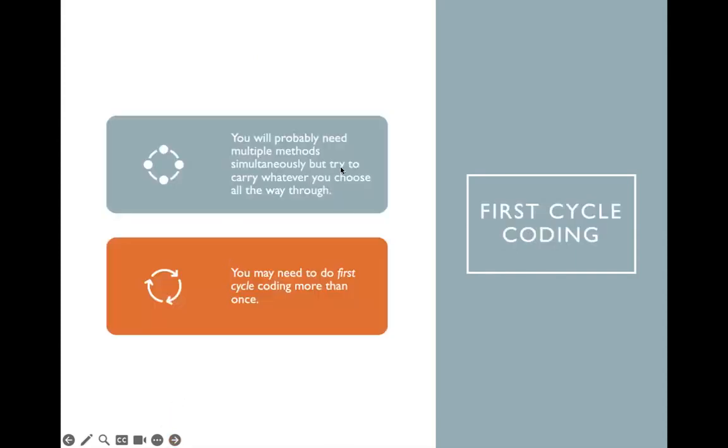Those are also possible coding types. Here, you will probably need to use multiple methods simultaneously, but try to carry whatever you choose all the way through. Consistency. You may need to do first cycle coding more than once. In fact, I suggest 5 times to make it clear.